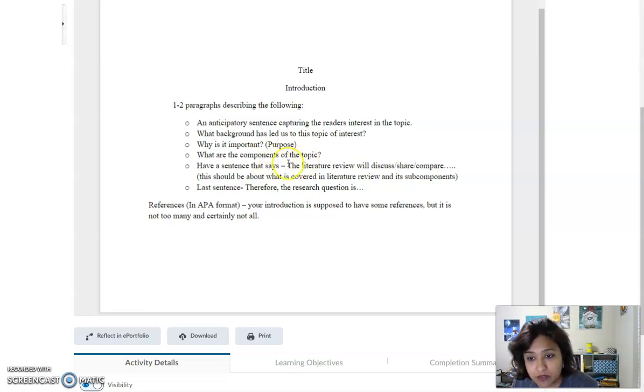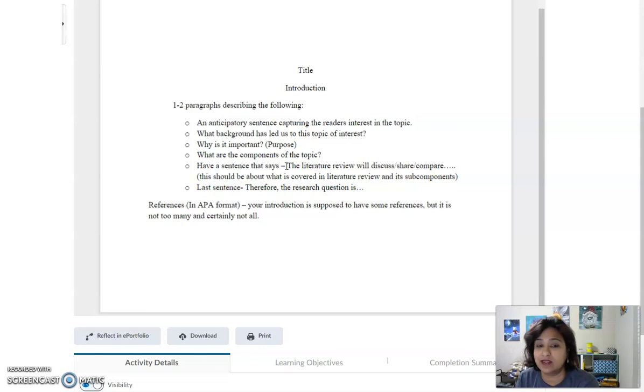The components of the topic, and this part can be combined, is you will have a sentence that talks about what the literature review will discuss, share, and compare. You can choose any one of them, but what is your literature review about? Use some components of your outline to work through this.